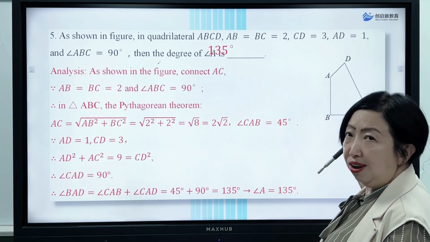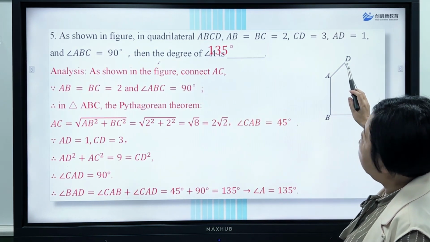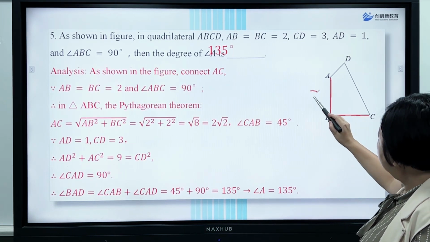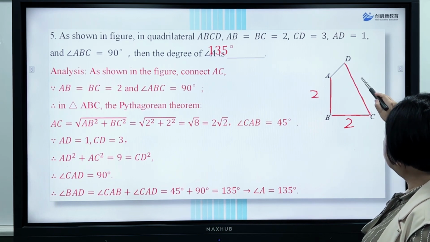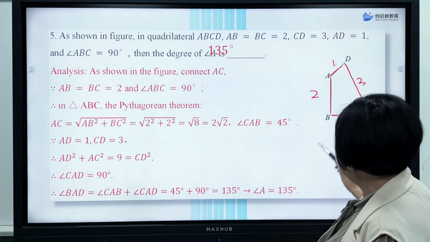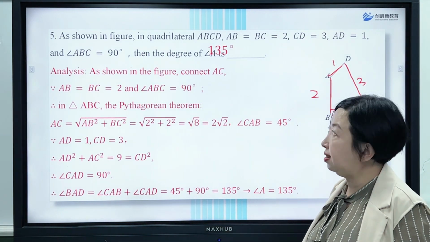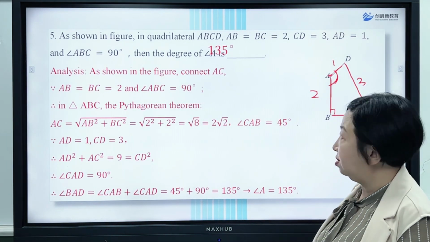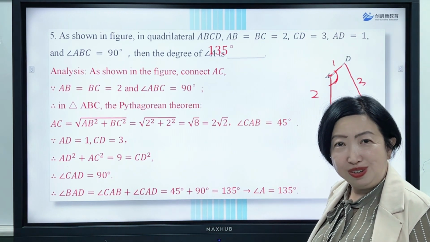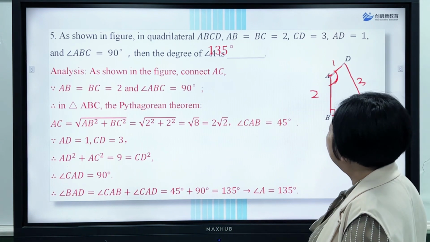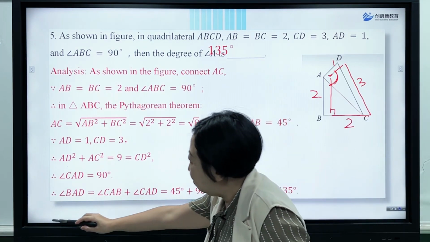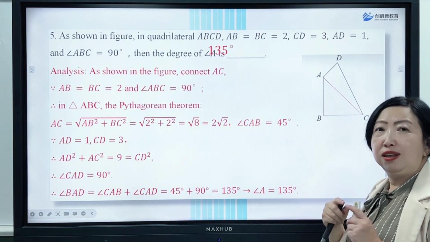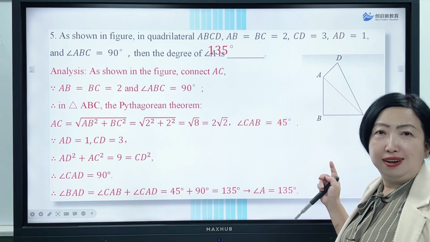Okay, let's go on. As shown in the figure, in the quadrilateral ABCD, AB equals BC, both 2, CD equals 3, AD is 1, and the corner ABC is 90 degrees. Then the degree of angle A is what? How to do it? We can connect AC. Then we change the figure into 2 triangles.